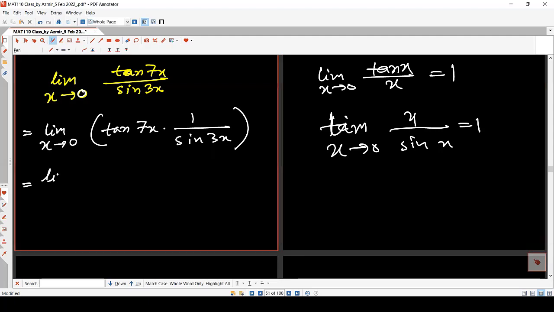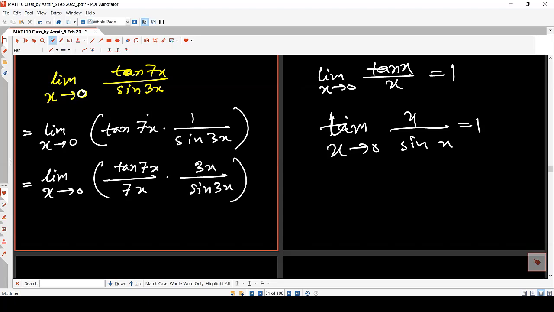So here we have limit x tends to 0. What we can do, we can write tan 7x. We also need 7x here. So here we need 3x divided by sine 3x. So x and x can be cancelled. So these things are cancelled. Now we have taken 7. That is the extra part. So this should be multiplied in the upper part. 3 is also extra, so 3 is divided. Now 3 and 3 can be cancelled.